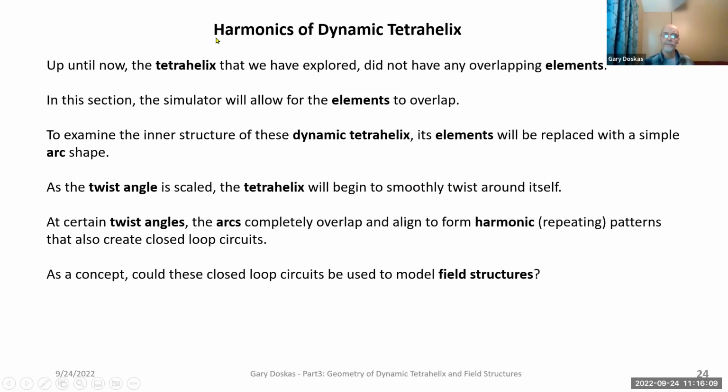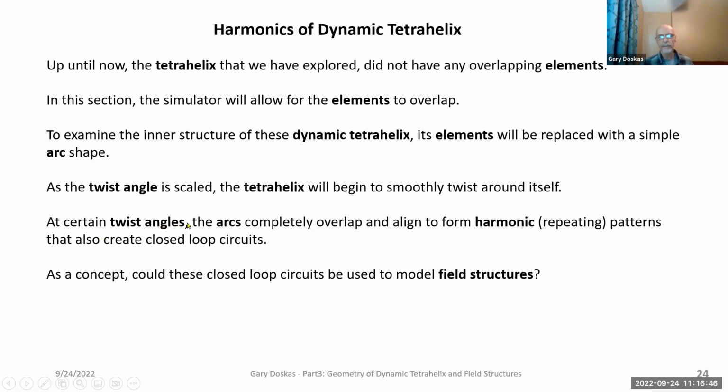All right, so now that we know what the dynamic tetrahelix is about, we're going to look at these harmonics that show up in these structures. Up until now, the tetrahelix that we've explored didn't have any overlapping elements. In this section, the simulator is going to allow the elements to overlap. And to examine the inner structure of these dynamic tetrahelix, its elements will be replaced with a simple arc shape. And as the twist angle is scaled, the tetrahelix will begin to smoothly twist around itself.